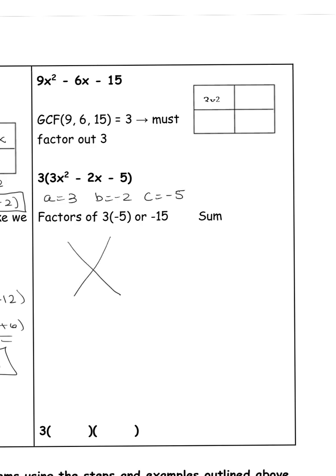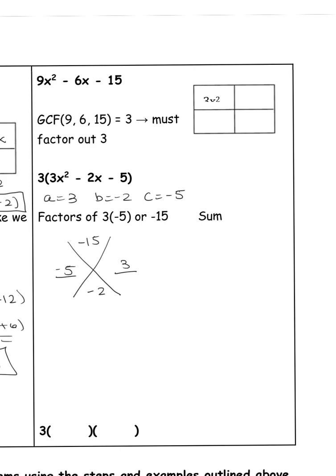Multiplying A times C, we have negative 15. And then we have our B of negative 2. So we're looking for two numbers that when we multiply, give us a negative 15, and when we add them together, give us a negative 2. So our factors are going to be negative 5 and a positive 3.